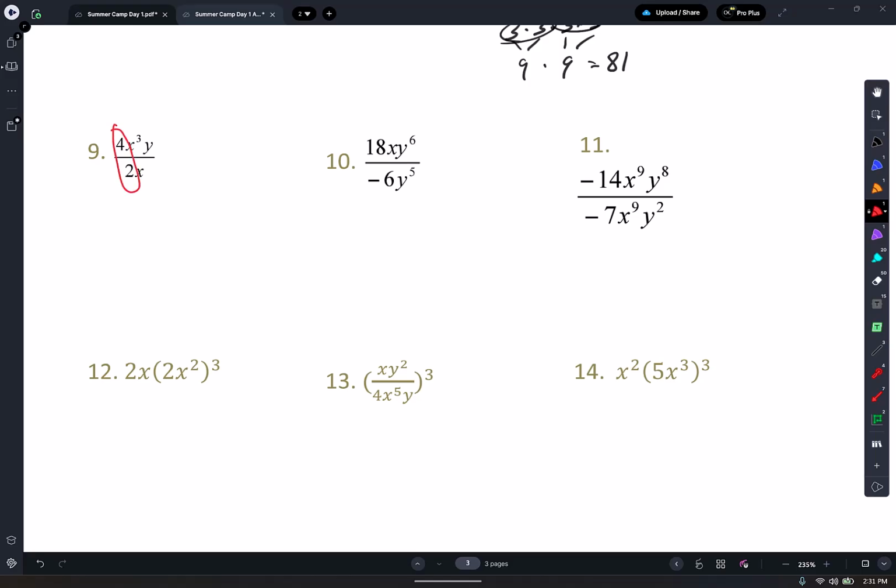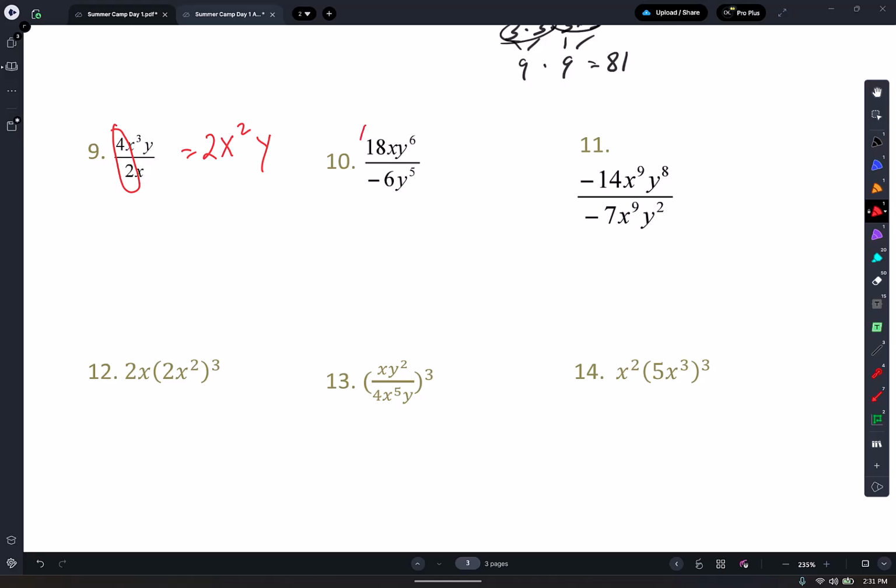4 divided by 2. How many times does 2 go into 4? So this is 2. How many x's cancel? 1 x, so I'm going to have x squared in the numerator, and there's no other y's to cancel, so the y's stay in the top there. Are we still okay? All right.